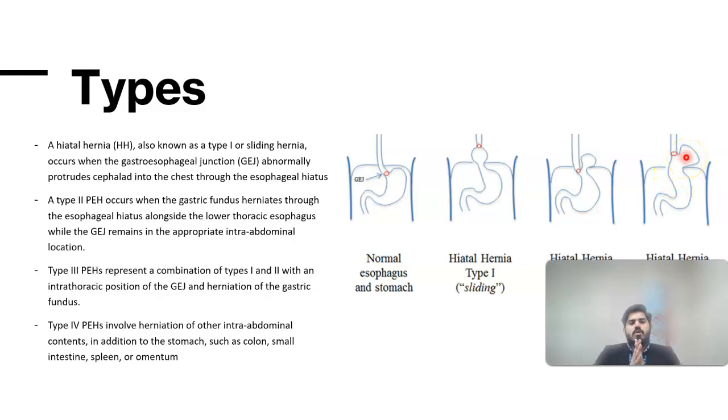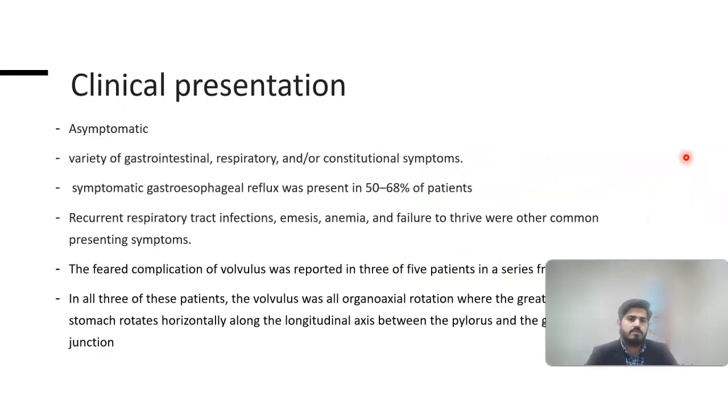In some cases, they also report a type 4 hiatal hernia as well. In the type 4 hiatal hernia, along with the gastroesophageal junction and some part of the stomach, some other abdominal contents like small bowel, colon, even spleen or omentum can go upward through the hiatal opening into the thorax. So this is just an overview of the types of hiatal hernias.